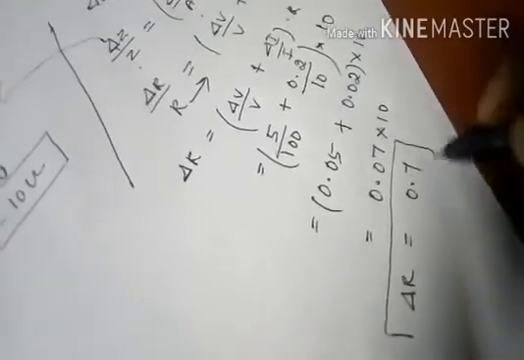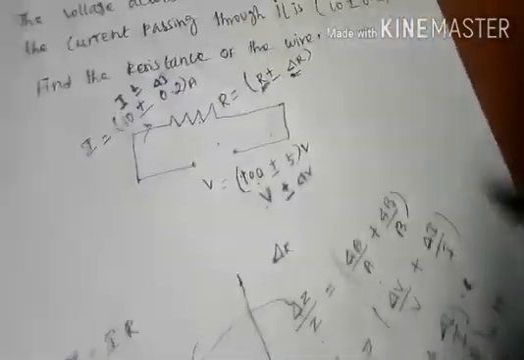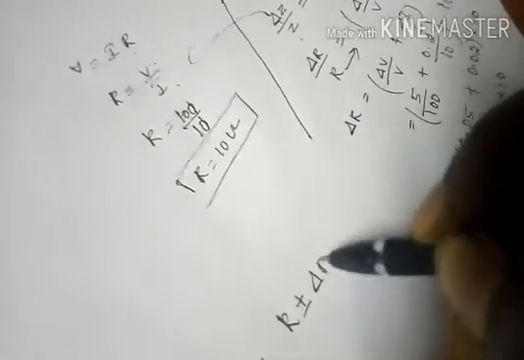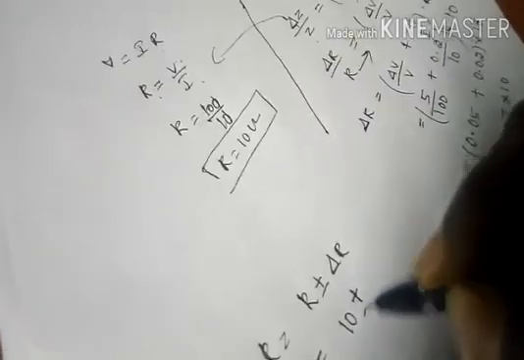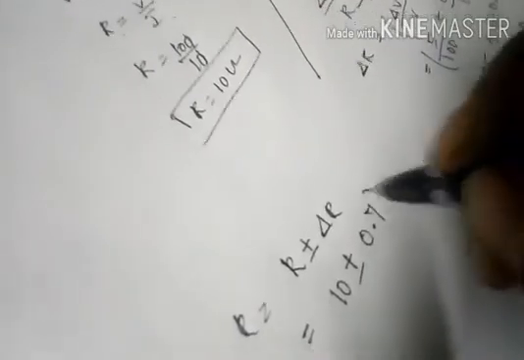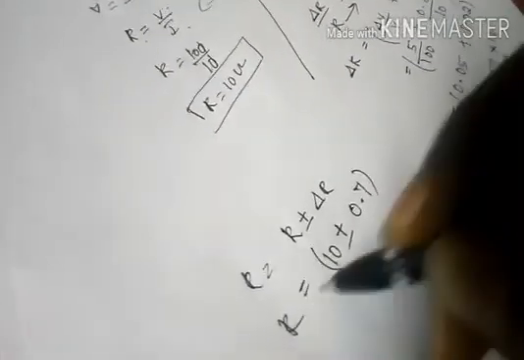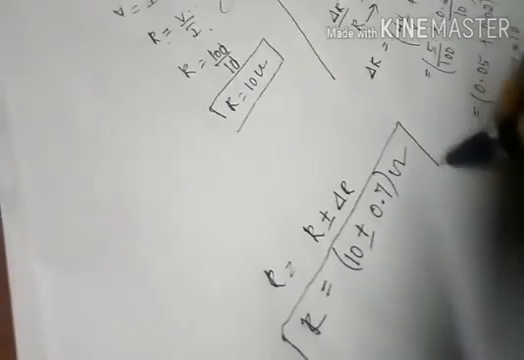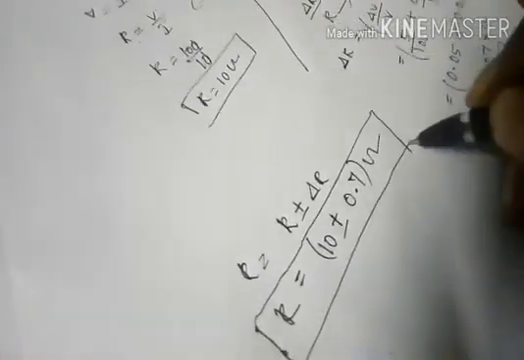This is delta R. So now our aim is to find out the resistance. So the value of the resistance R equal to R plus or minus del R. Here R value is 10, then plus or minus del R value is 0.7. So here the total resistance is 10 plus or minus 0.7 ohm. This is the total resistance of this wire. Thank you.